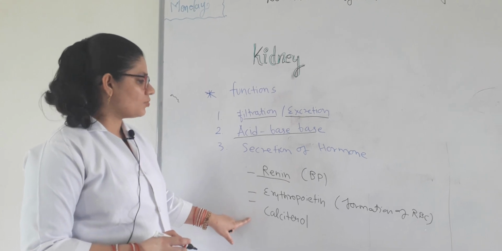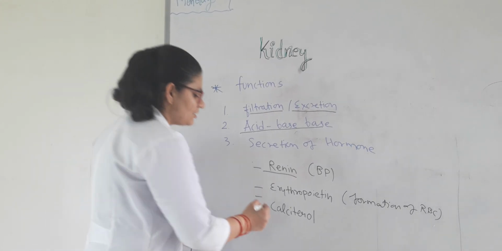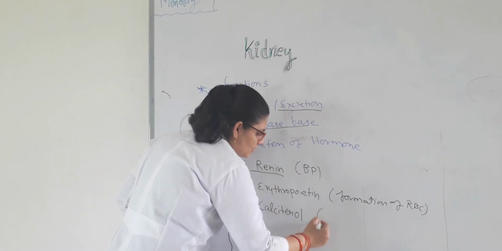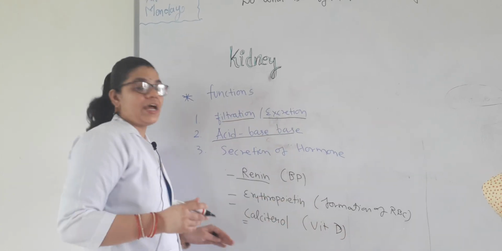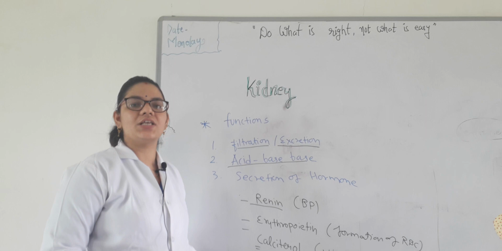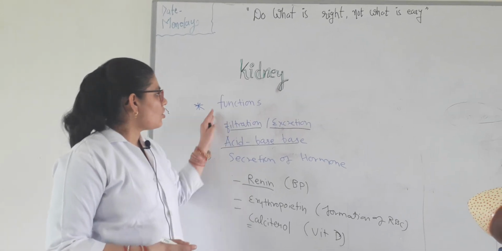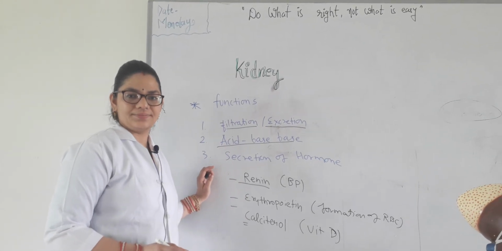And the last hormone which is secreted by the kidney is calcitonin, which is a type of active product of vitamin D. So it helps in the regulation of calcium as well as phosphorus. So these all are the functions of the kidney.